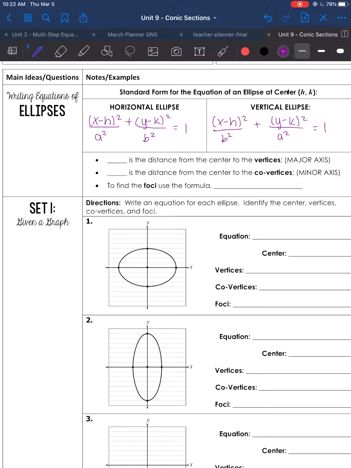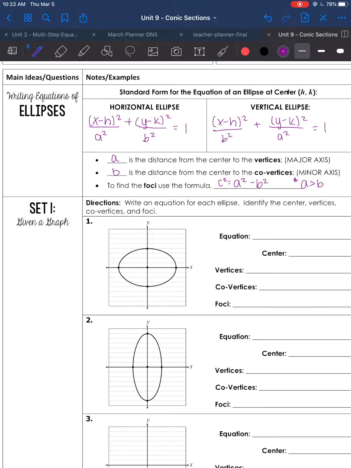And remember, a is the distance from the center to the vertices, or your major axis, and b is the distance from the center to the co-vertices, or your minor axis. And you're going to find your foci using c squared equals a squared minus b squared, and a has to be greater than b.